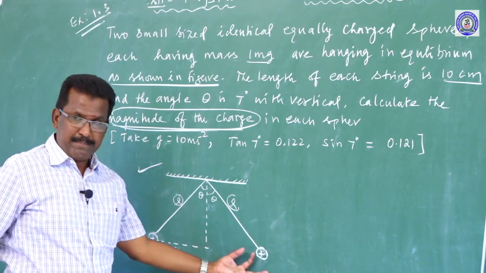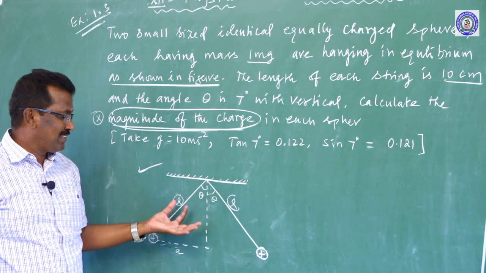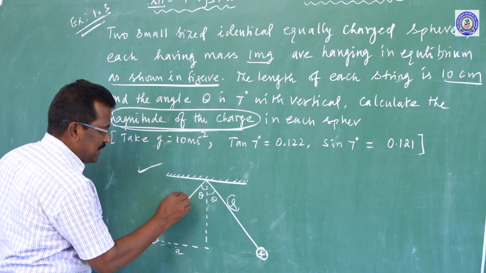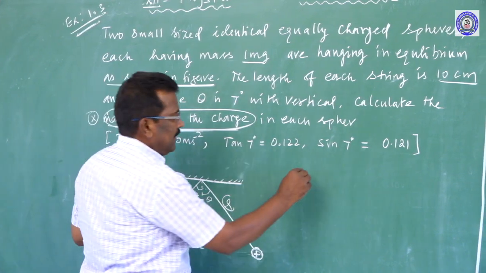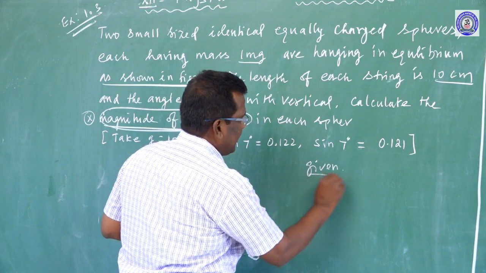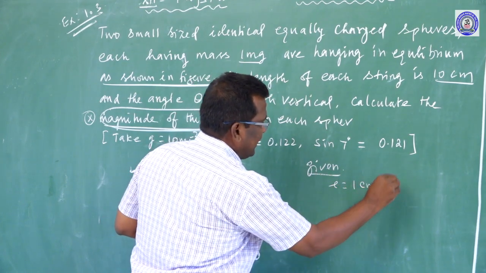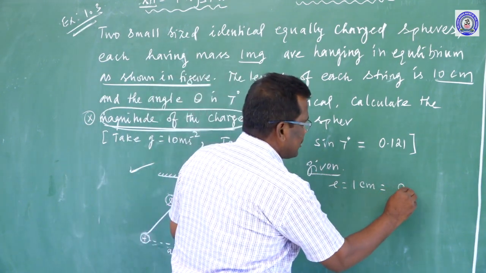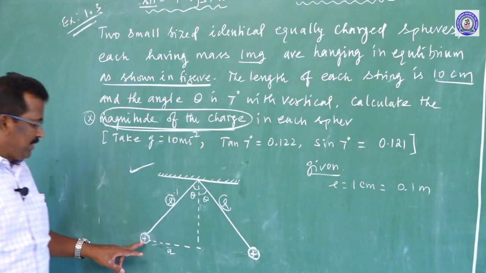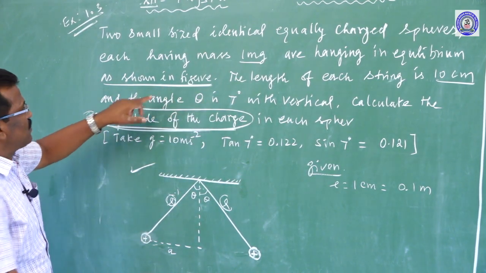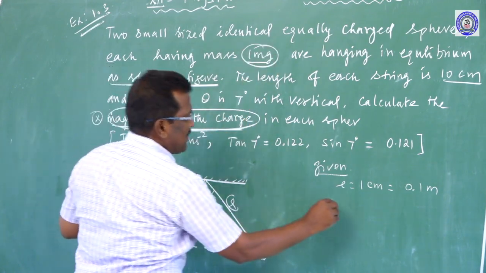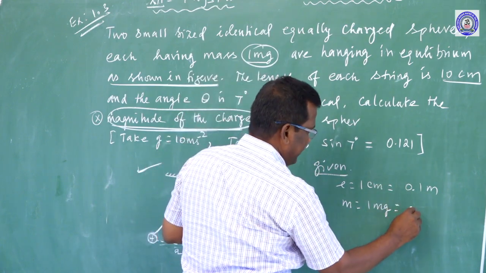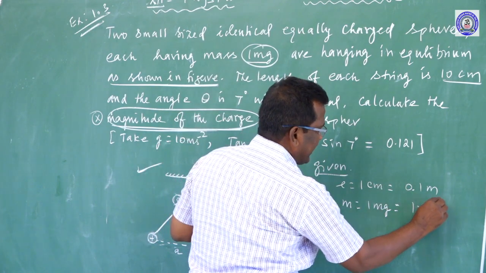There are two identical spheres suspended by means of strings, kept at a distance. The length of the string is L. Given data: the length of the string is 10 centimeter. Any value given should be converted to SI unit, so centimeter is converted to meter, that is 0.1 meter. The mass of each sphere is 1 milligram. Mass m is equal to 1 milligram, converted into SI unit, 1 into 10 power minus 3 kg.